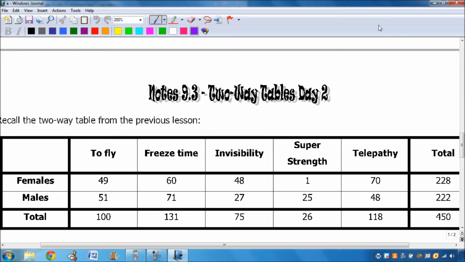All right, ladies and gentlemen, we are on our last page of notes for this unit, and they are on two-way tables again. We're going to spend our second day talking about two-way tables, and we're going to talk again about our example where we had students who chose their favorite superpower that they would want, and we also found out what their gender was.